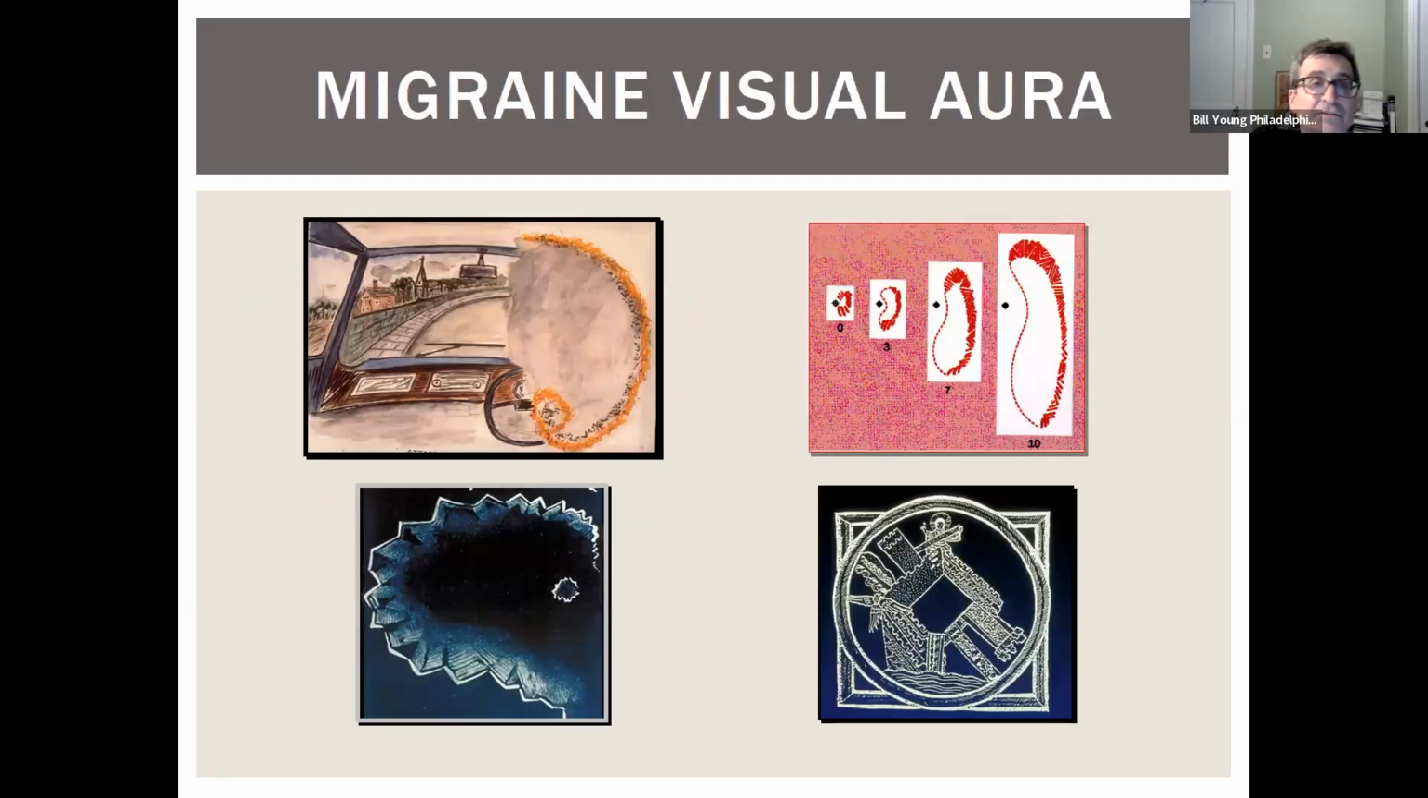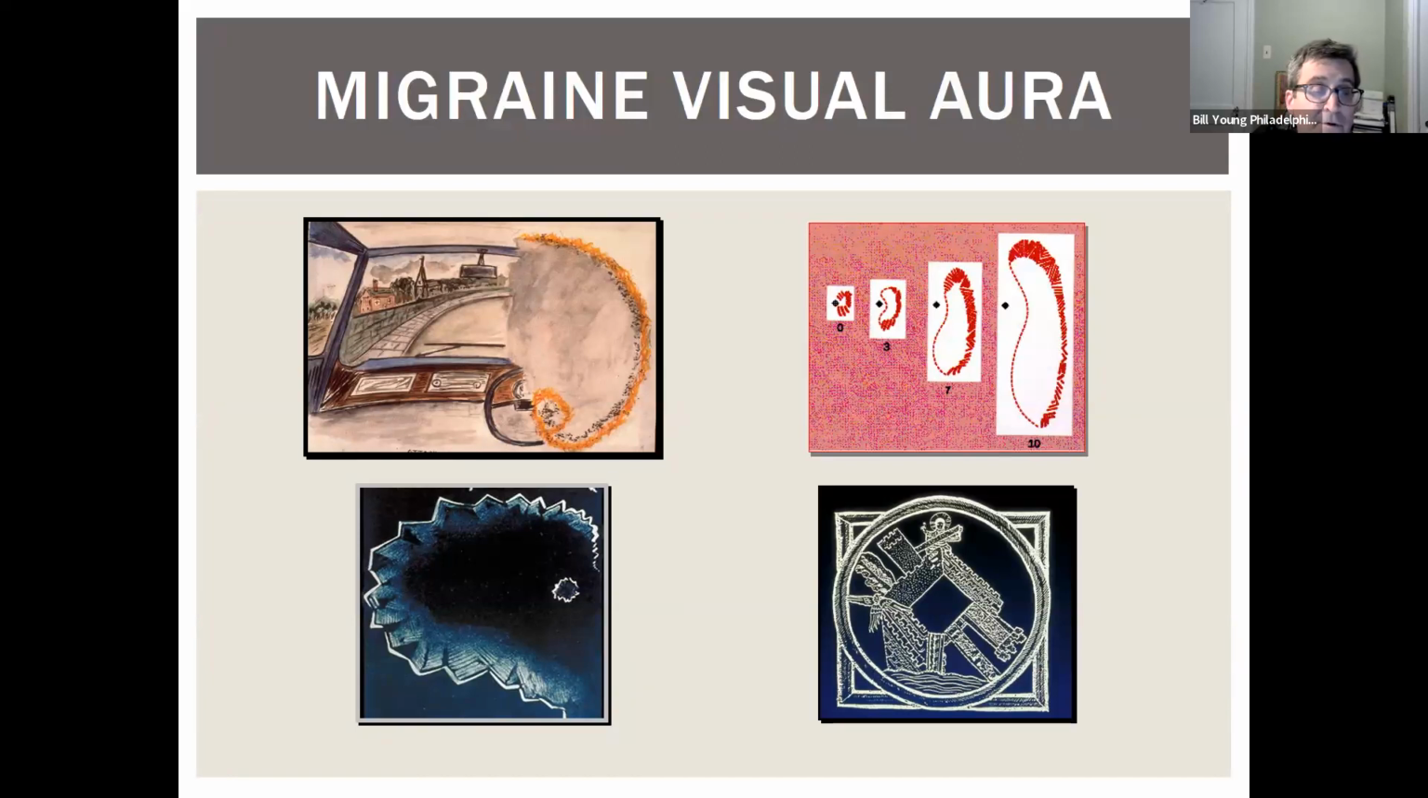And here are some pictures of a typical visual aura. You can see somebody whose vision is impeded while they're driving. The one on the top right-hand corner is from a famous physician from Boston, and he recorded his aura over 10 minutes, and you can see how it's moving away from the center of gaze, and it is growing and expanding, and it has this kidney bean shape.